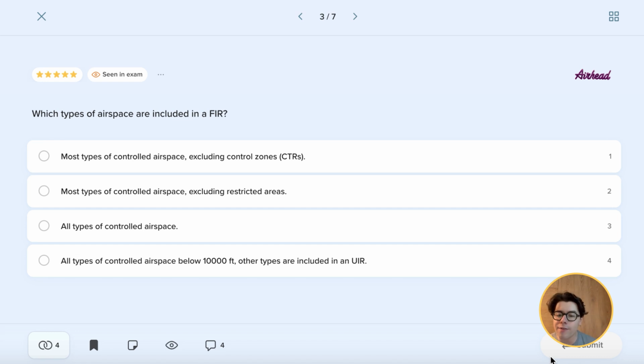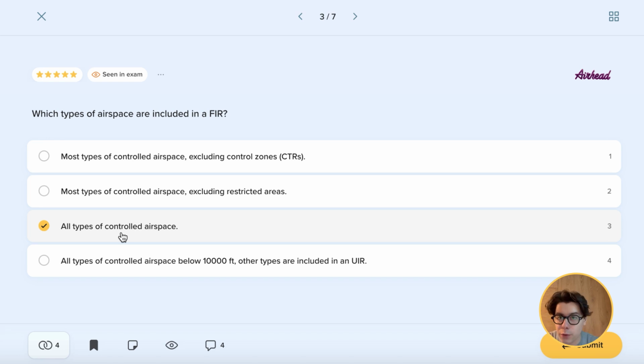However, within those FIRs, we will have all the airports, the CTRs, the TMAs, as well as different classes of airspace. So as you can imagine, if you think about an FIR as a country, you can imagine they can have all types of controlled airspace.